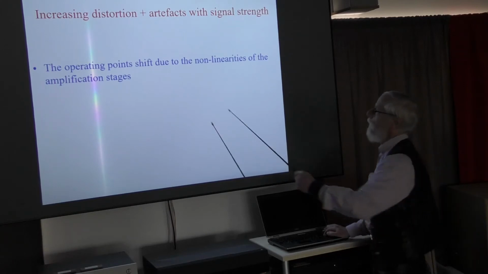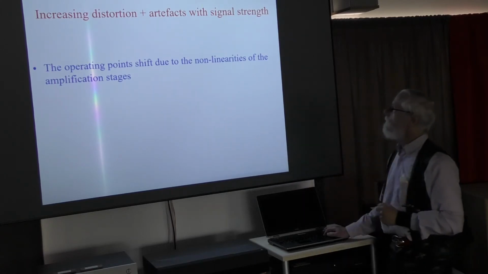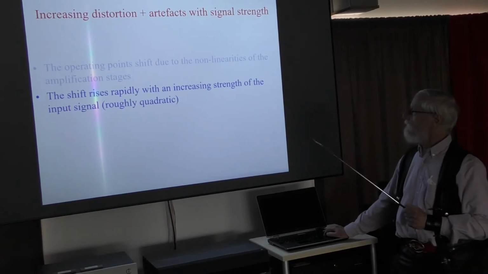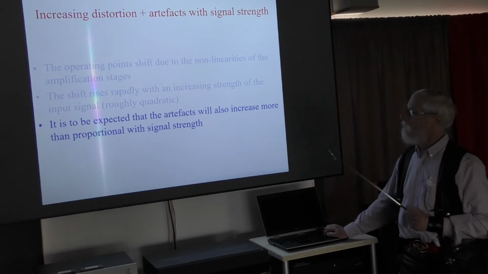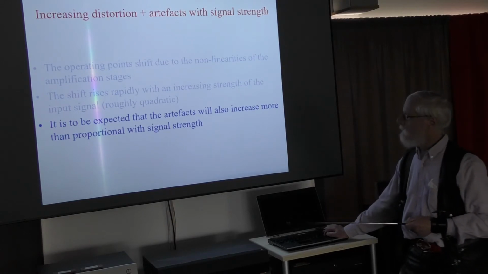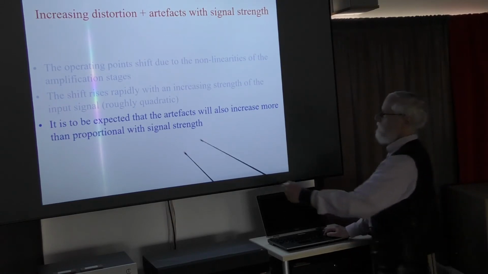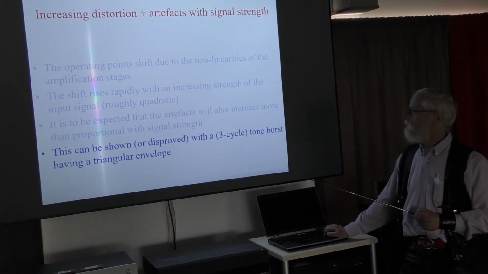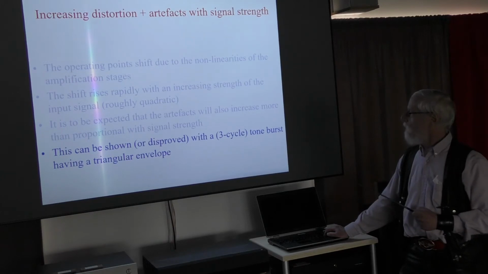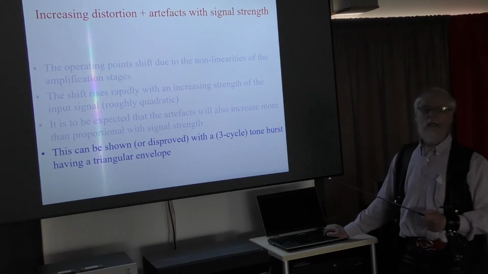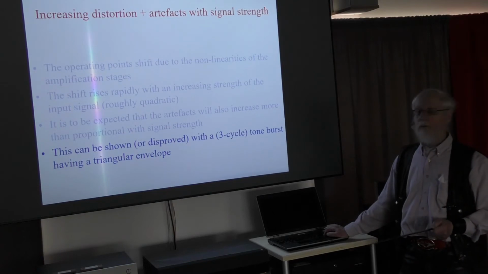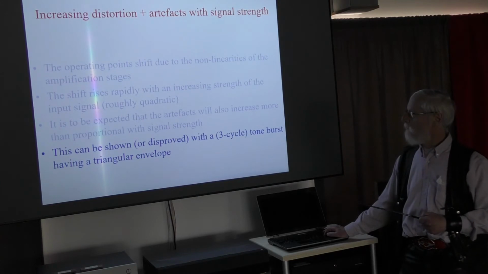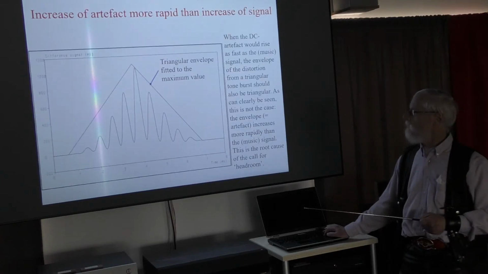So the operating points shifted to the nonlinear amplification stages, and it increases rapidly with the increasing strength of the input signal. We've seen that before, and this is roughly quadratic. So it is to be expected that the artifact will also increase more than proportionally in the signal space. And this can either be shown or disproved with the 3-cycle tone burst with a triangular envelope. The tone bursts I've discussed so far have a rectangular envelope, but now we use a triangular envelope, so it increases and then decreases again.